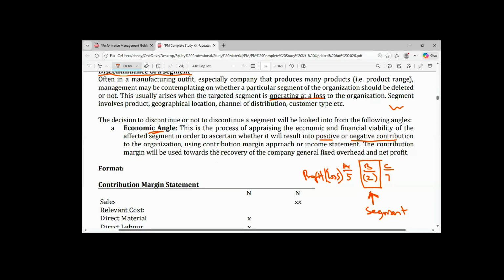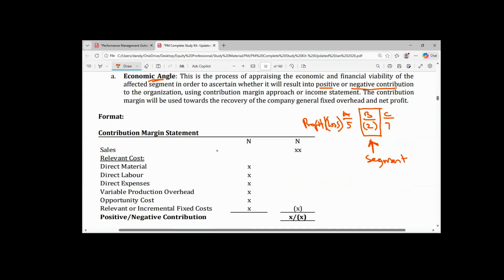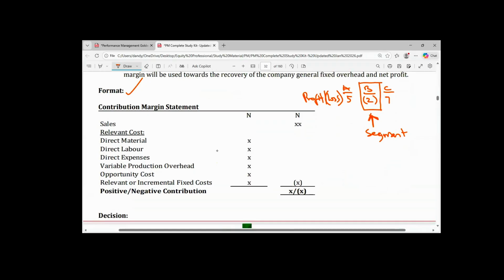Because it is believed that, of course, when you are doing this, you can use these formats. If you like, you can use this format to prepare the income statement or contribution margin approach, or to prepare the contribution margin statement. Now, from this format, the first item is the sales value. Please, whatever you are going to do in your economic evaluation must be in relation to the affected segment.